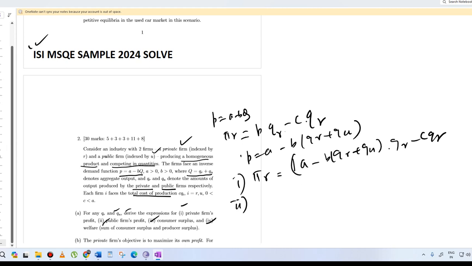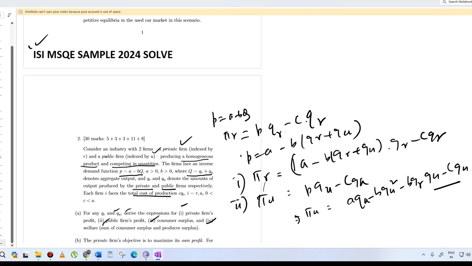Now the public firm's profit, pi u, we can take. So pi u equal to P QU minus C QU. So pi u equal to A QU minus B QU square minus B QR QU minus C QU.